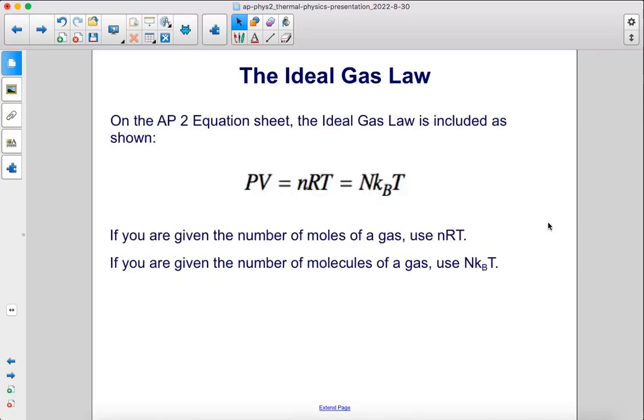On the AP Physics 2 equation sheet, the ideal gas law is included as shown: PV equals nRT equals NkT. If you are given the number of moles of a gas, use nRT. If you're given the number of molecules of a gas, use NkT.